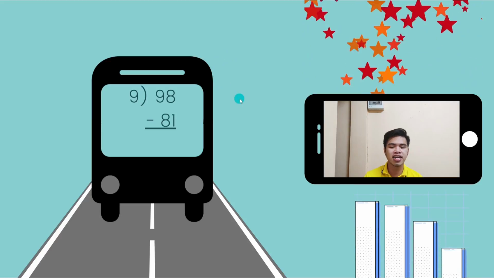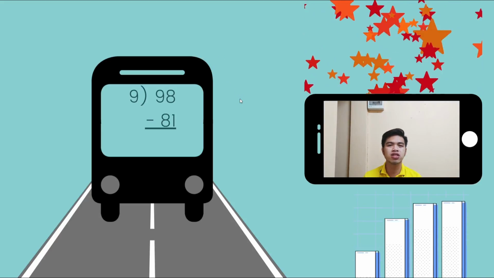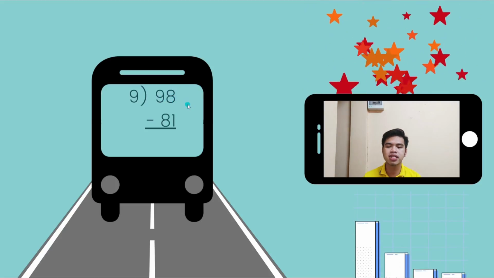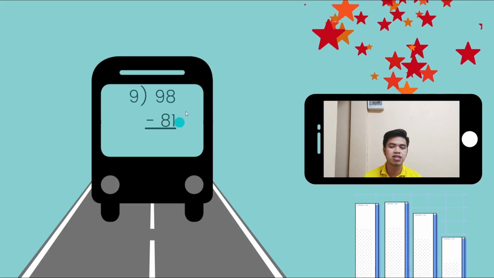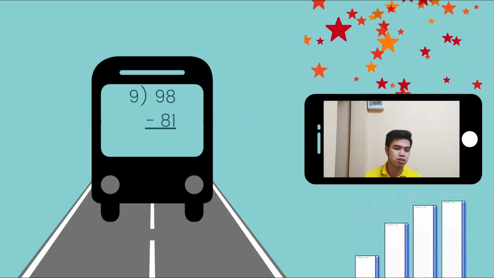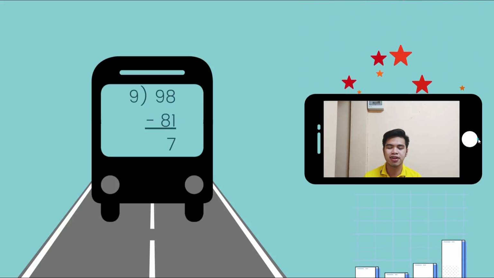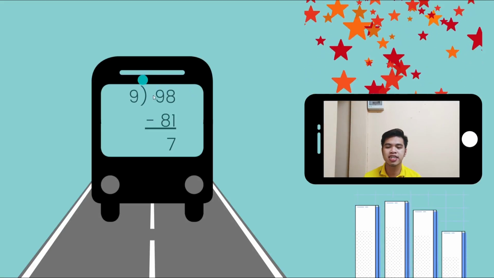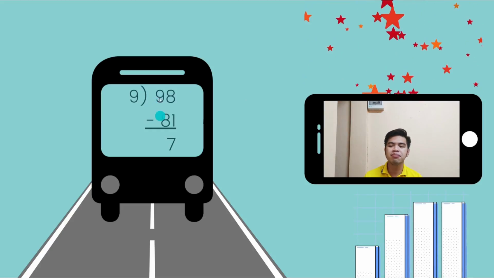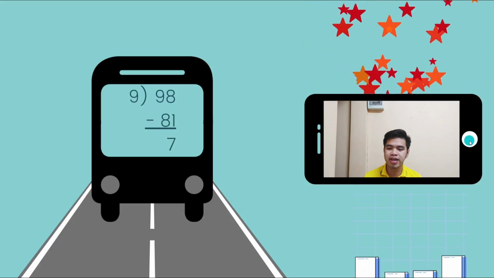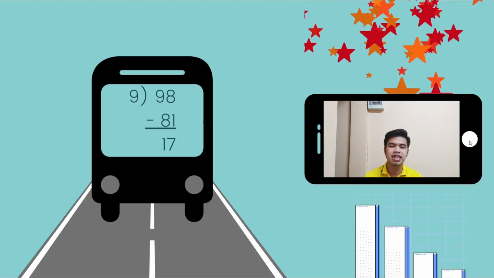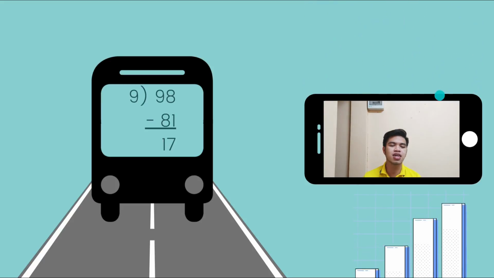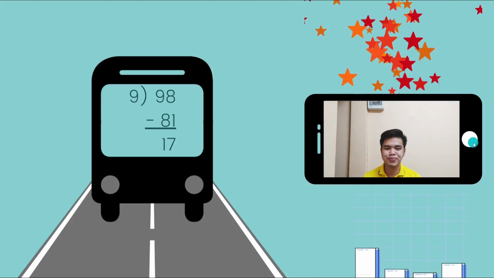So the numbers are 98 and 81. So we're going to subtract them. So we will begin with the numbers in the place value of ones, which are 8 and 1. So 8 minus 1 is equal to 7. Alright. And then we're going to move on to the place value of tens, which are 9 and 8. 9 minus 8 is equal to 1, which makes the number 17. So therefore, 98 minus 81 is equal to 17.